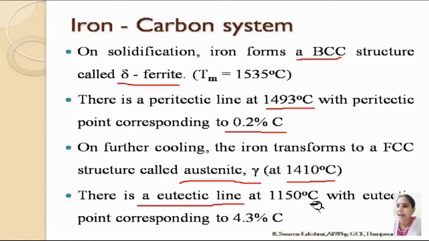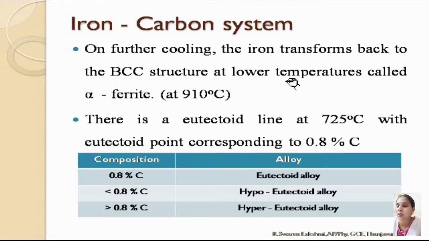There is a eutectic line at 1150 degrees Celsius where the liquid phase transforms into simultaneously forming two solid phases, the austenite and cementite. This happens at the alloy composition of 4.3 weight % carbon. On further cooling to 910 degrees centigrade, a BCC structure is formed at lower temperature. This is called the alpha ferrite.